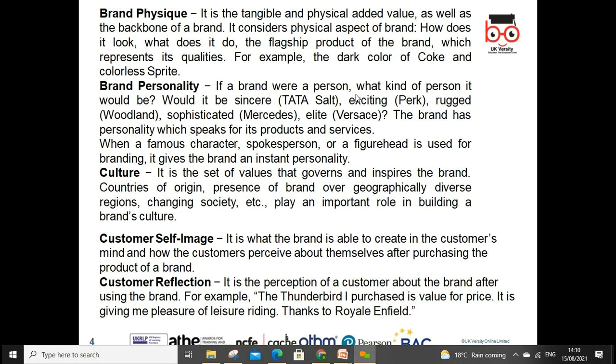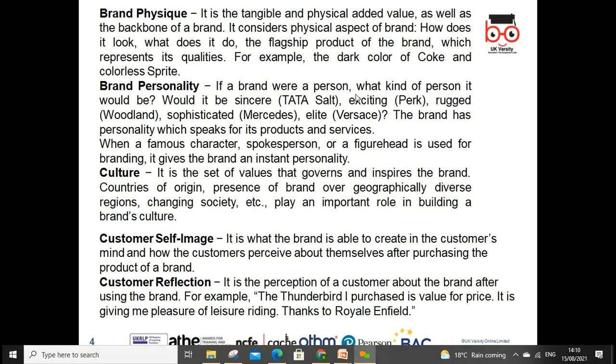Then culture: it is a set of values, norms, and cultures. Every culture has different norms, different values, and some religious beliefs. Image, all of this is represented in cultural values. So we need to look at how important it is in building the brand structure.